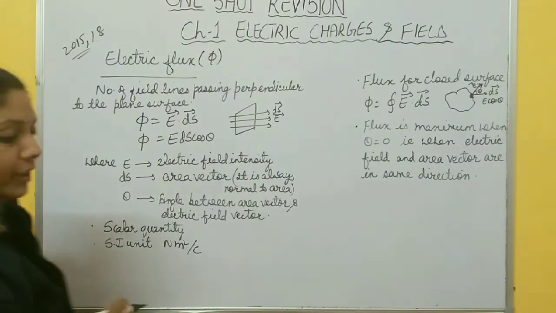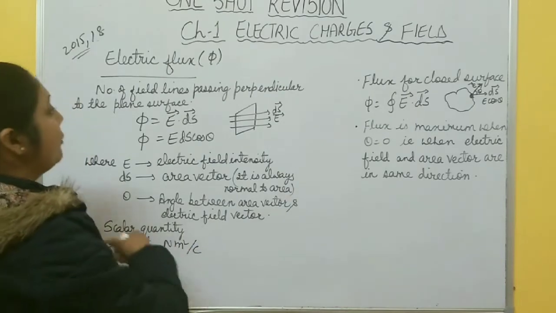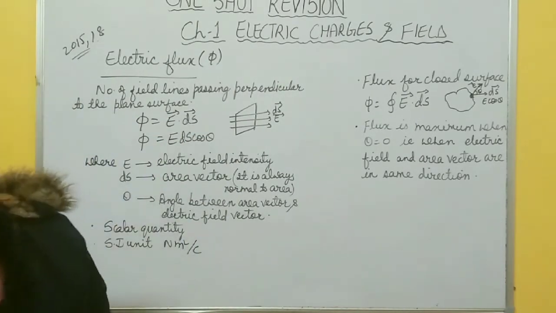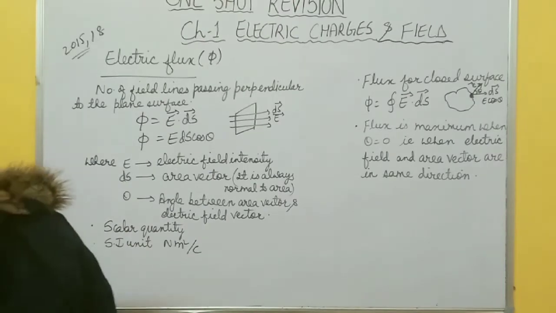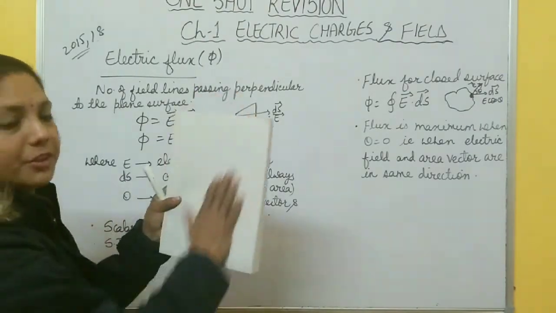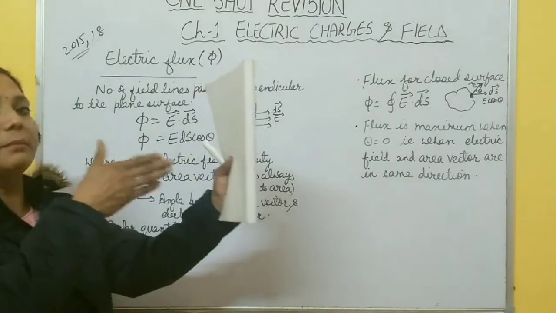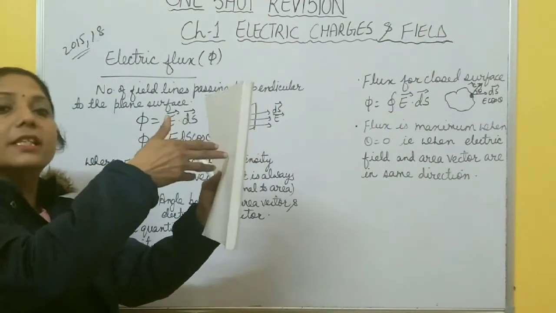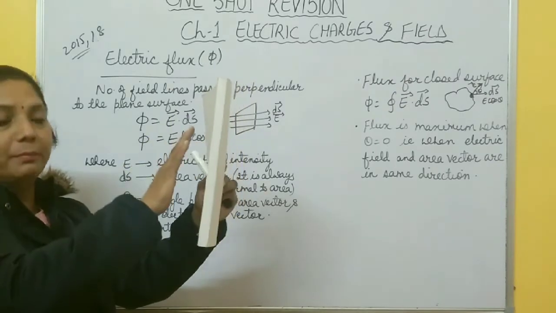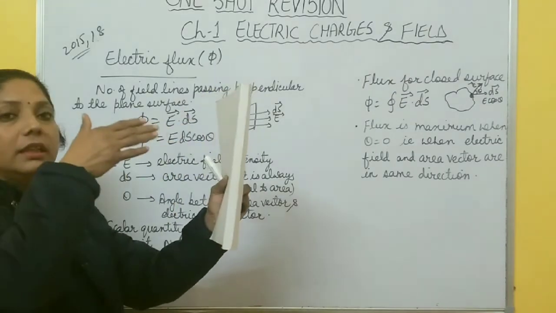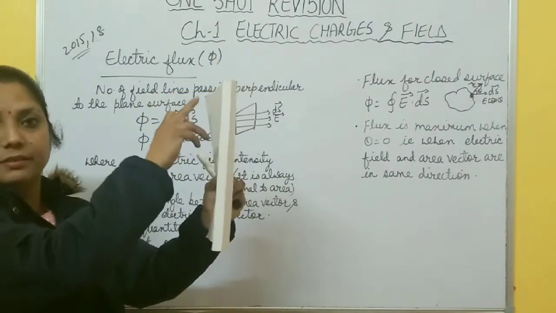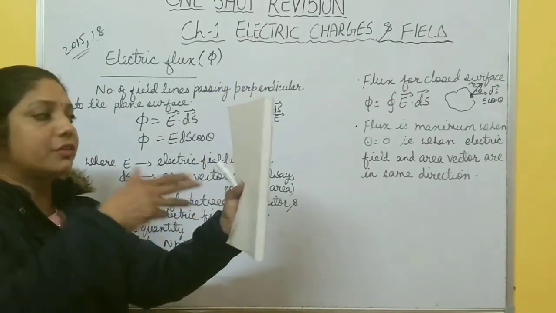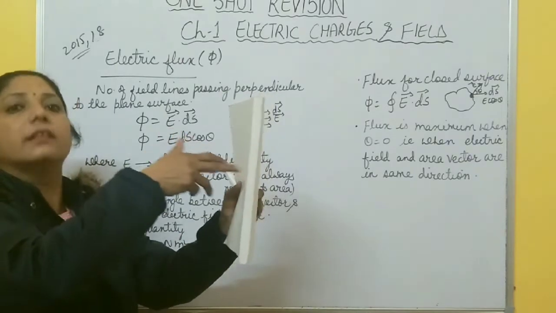What is electric flux? It is the number of field lines passing perpendicular to a plane surface. Suppose this is a plane surface, 2 dimension. How many lines pass perpendicular to this surface? This is electric flux. So it depends upon the area of this plane surface and the area vector. The area vector is always perpendicular to this area.